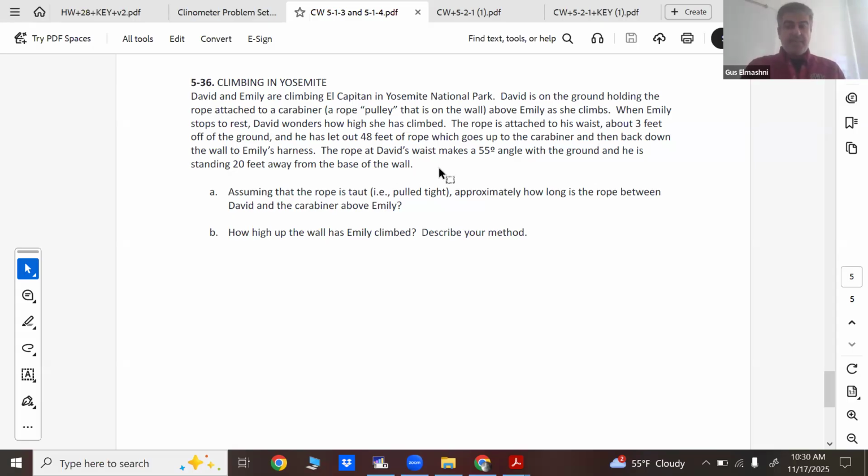Assuming that the rope is pulled tight, approximately how long is the rope between David and the carabiner above him?